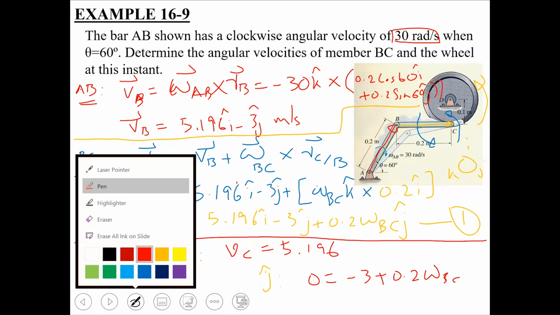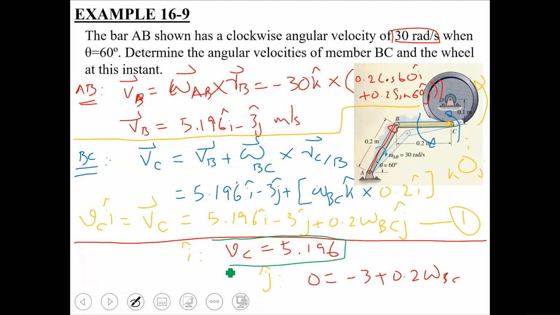So from this, you can get the value of VC to be equal to 5.196 and the value of omega BC to be equal to 15 radians per second. And since it comes out to be a positive quantity, it means that your assumption regarding the direction of omega BC was correct. That is, this link BC is basically rotating in a counterclockwise direction. Is this point clear to all of you? Yes sir.